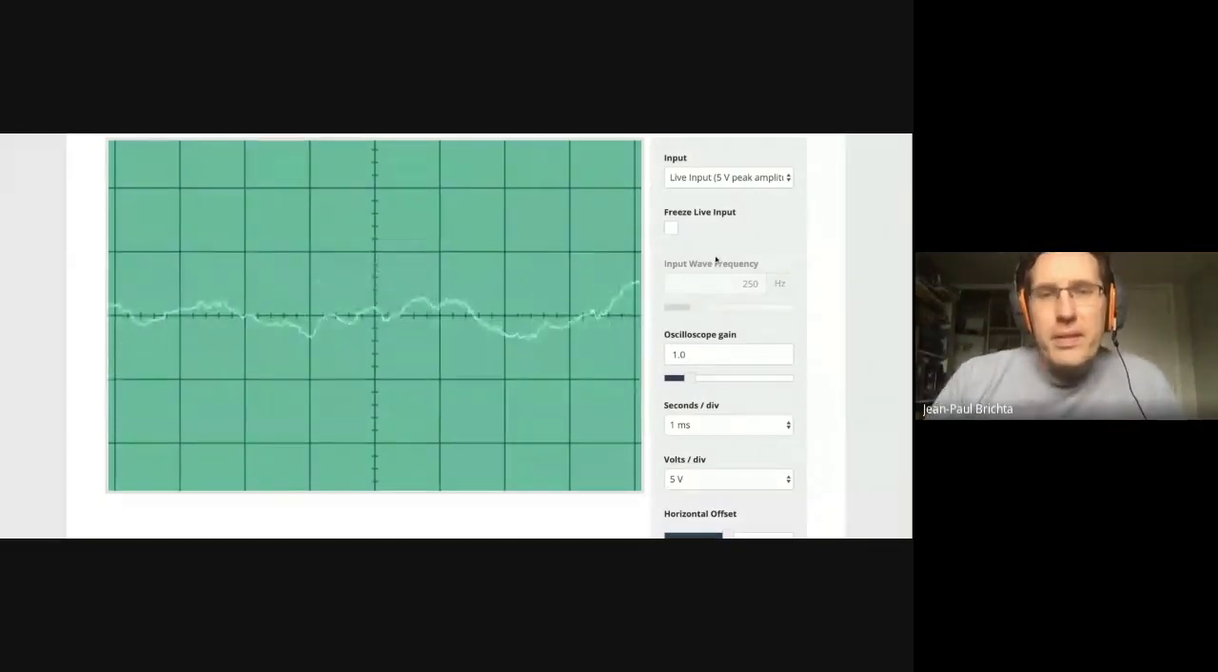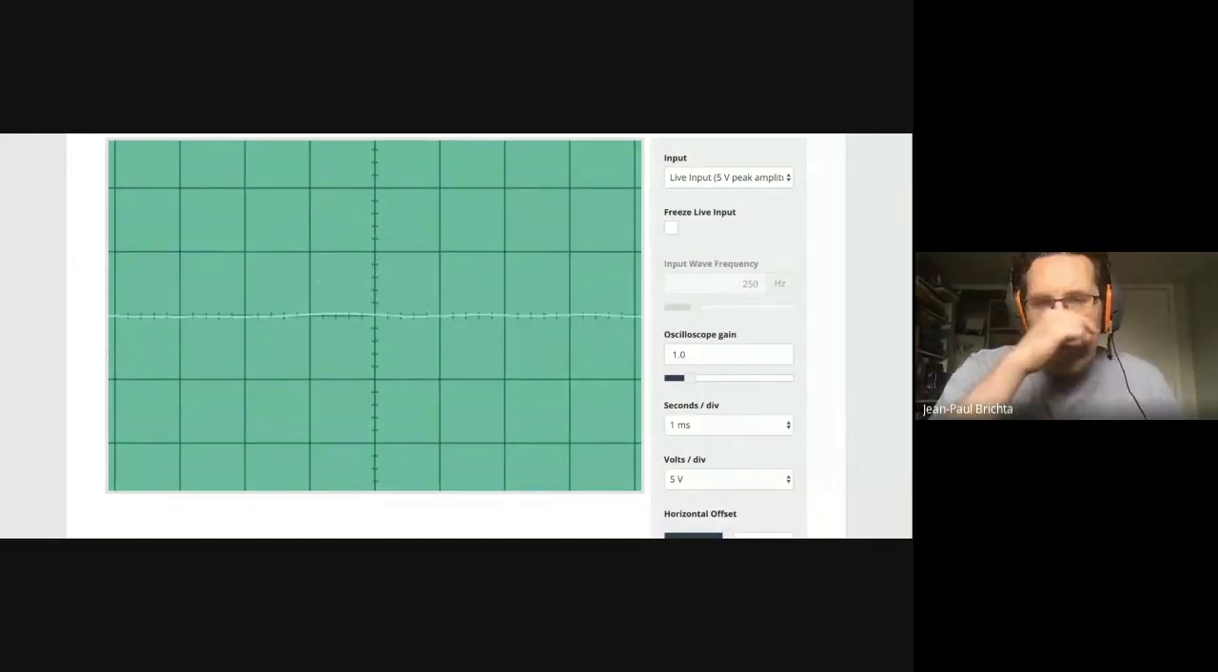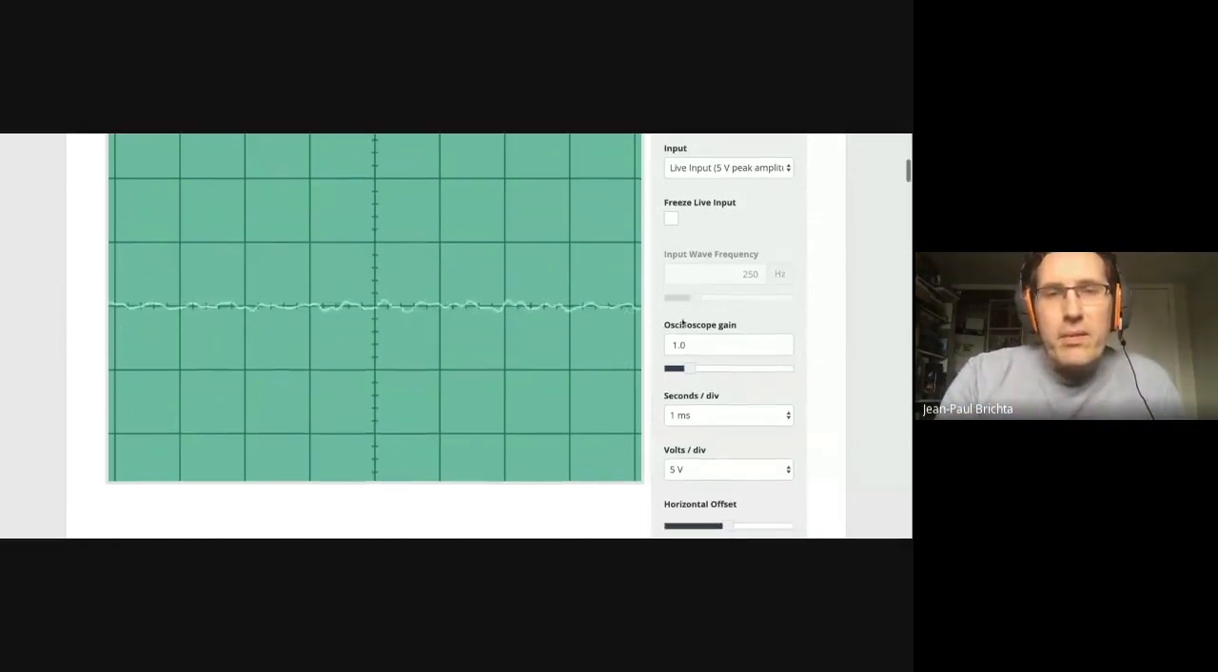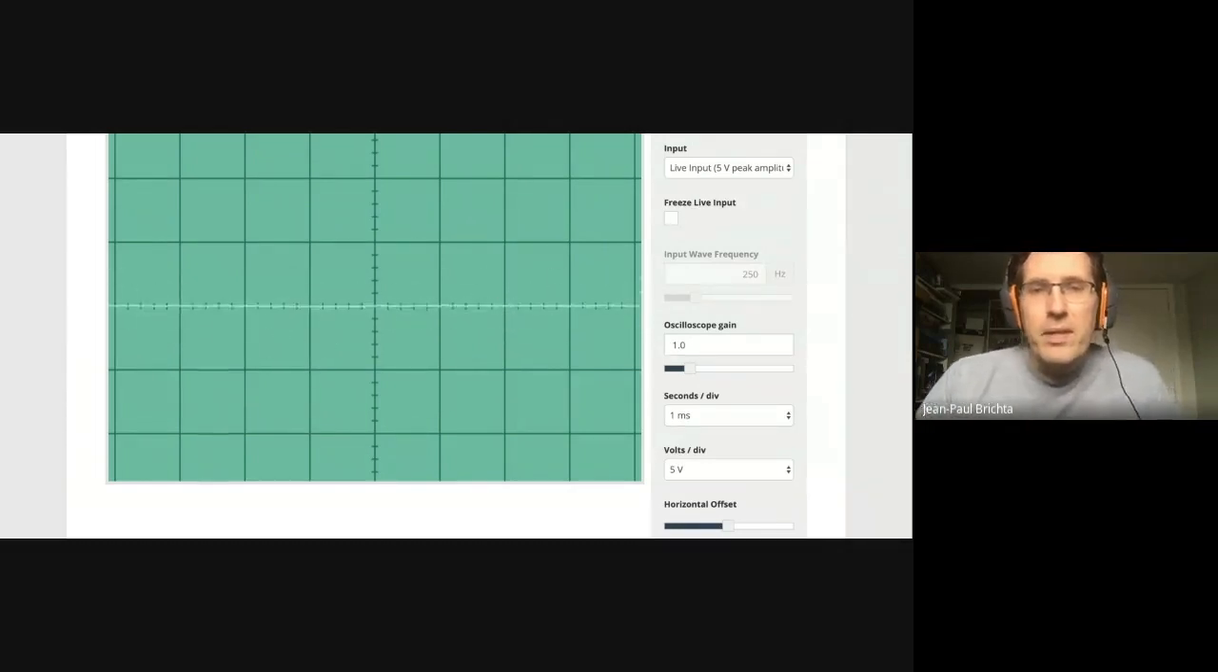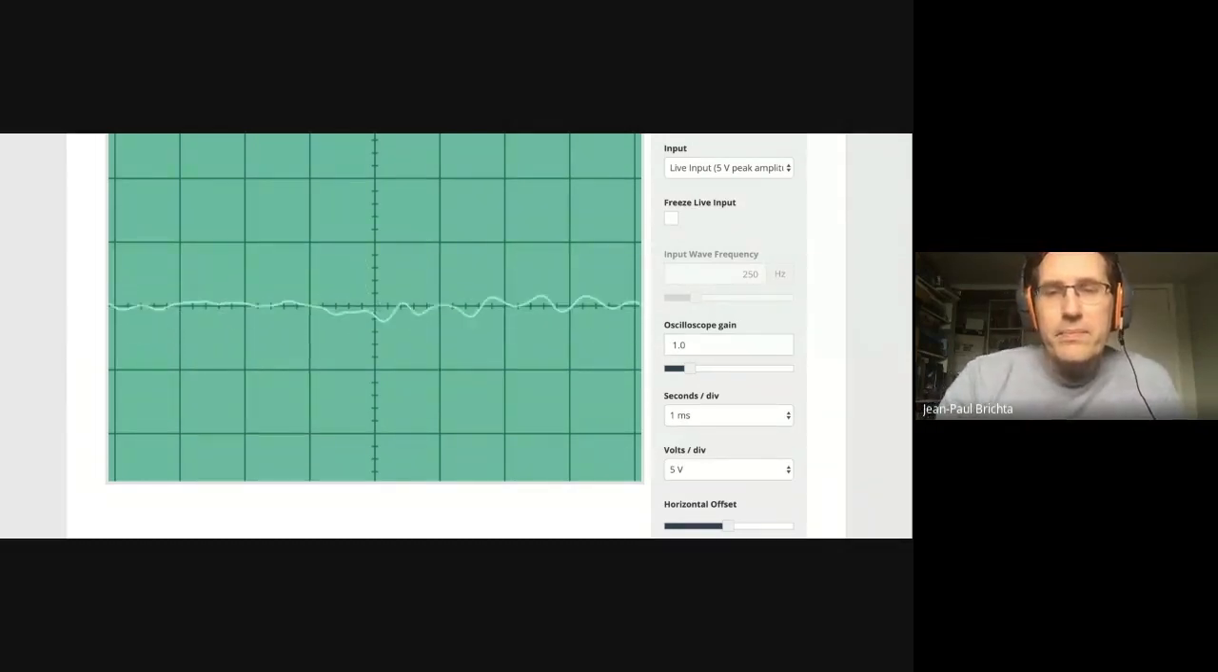There are a couple of things that are important about the waveform here and the settings on the oscilloscope, and there are a couple that aren't so important. So this one, the oscilloscope gain, by increasing the gain, it'll basically increase the size of the waveform. For what we're doing, that doesn't really matter.